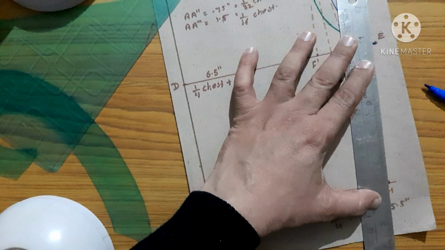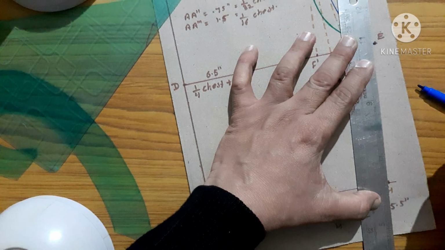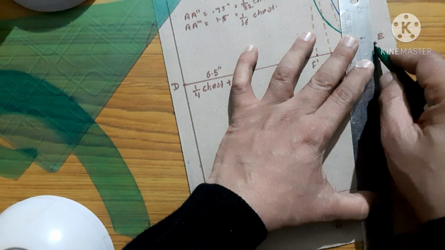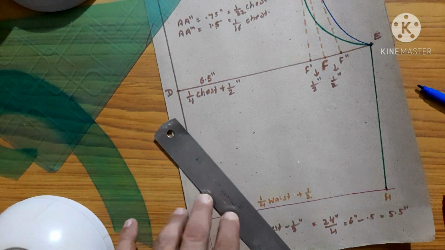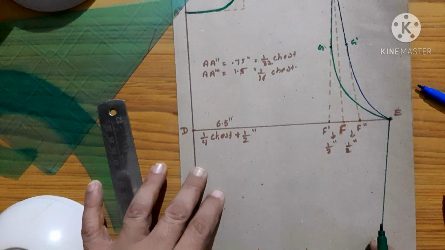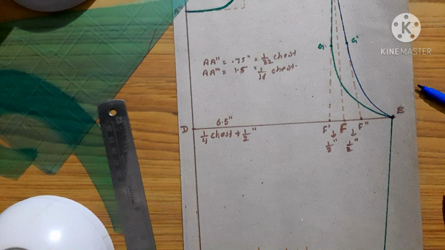In case of kids, we can join this to this with the help of a scale, because kids have no shape in the body at this curve. So this is the structure of the basic bodice block. Now we will just cut this.